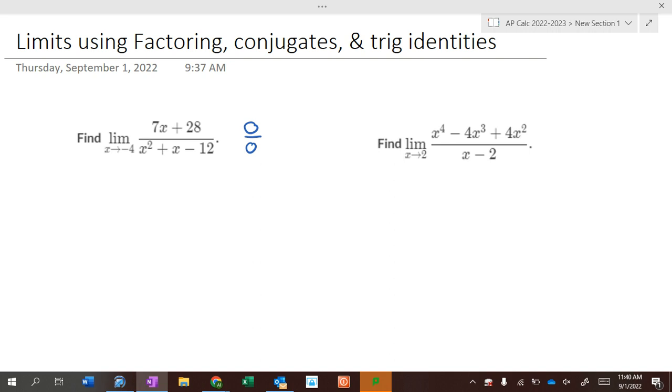If it's 0 over 0, it's called indeterminate form, which means we can probably find a solution out of this. So let's do that. To find a solution, we have to factor.